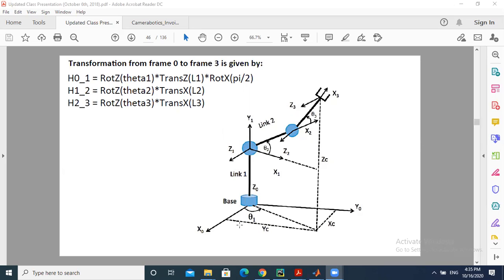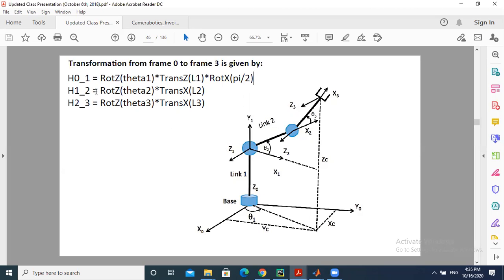Because after you rotate about z0 by theta and translate, now your x0 is along x1, right? But your z0 is up, so you still need to rotate about x by pi over 2 to put z0 along z1, right? So that is why you need this last transformation.